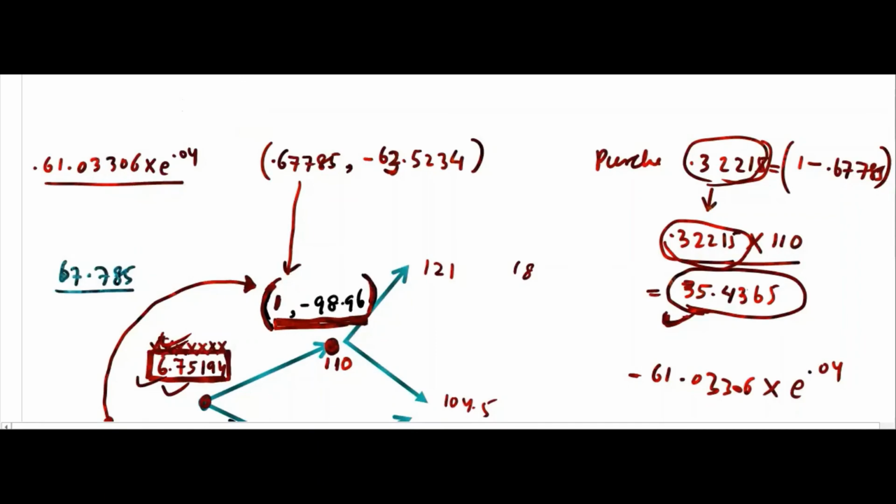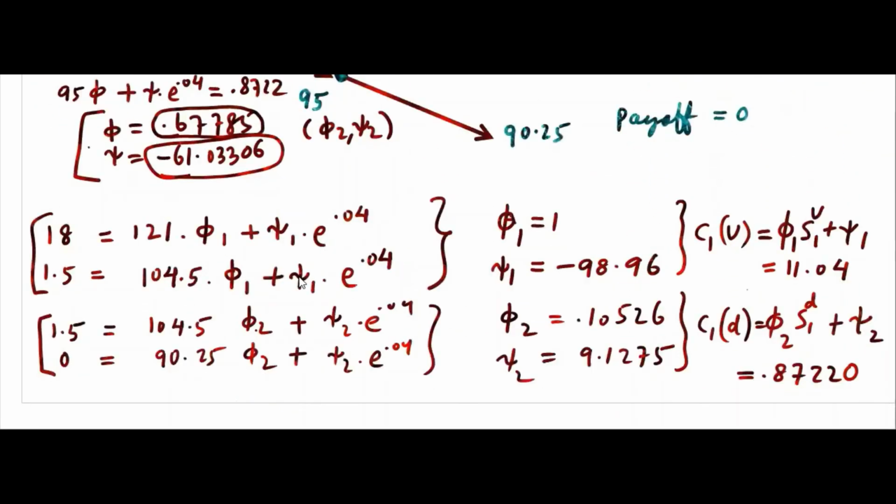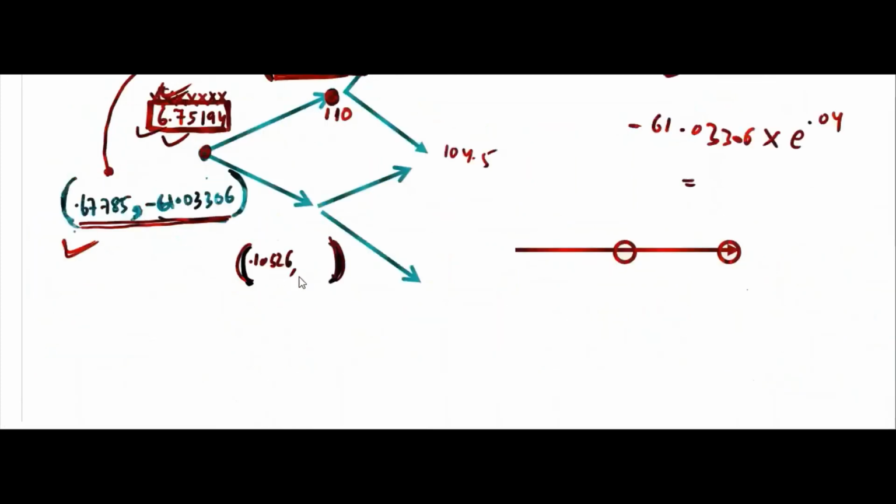Now here we need 0.10526 and 9.1275. So this is what we need. See, positive now, but I need fewer shares now, 0.10526. So what I can do is, I have this 0.67785. I can sell these many shares, this minus this, whatever money I will get.